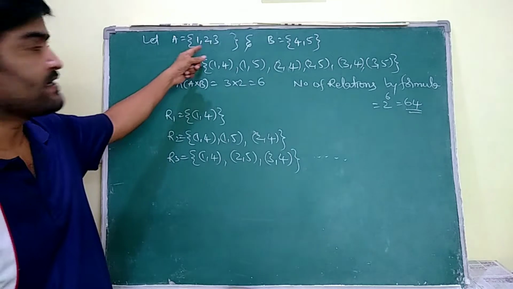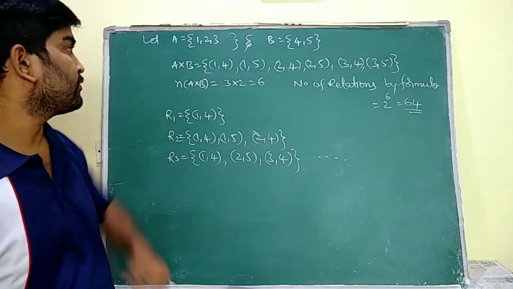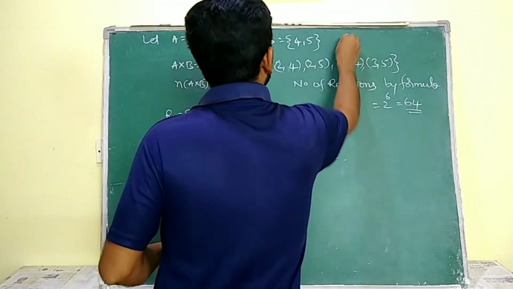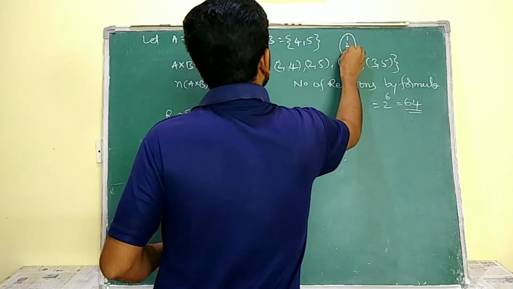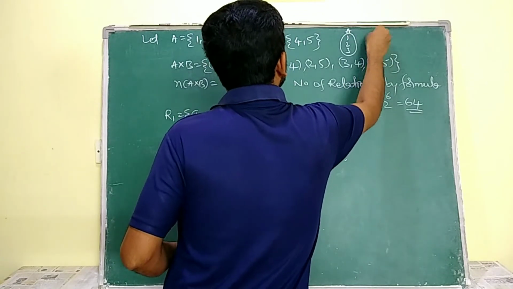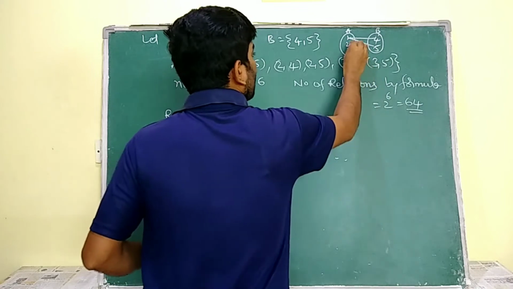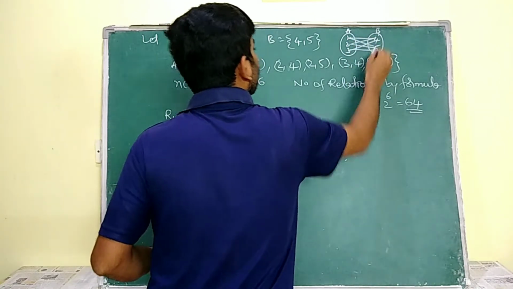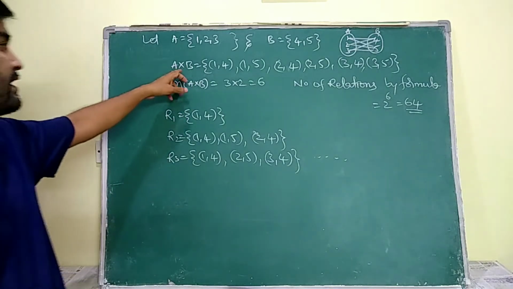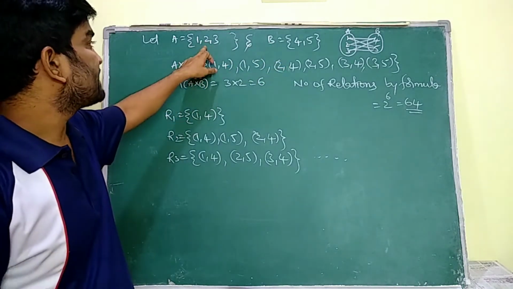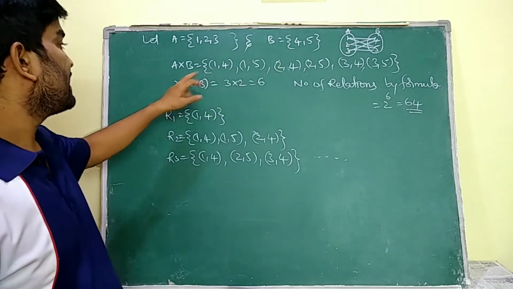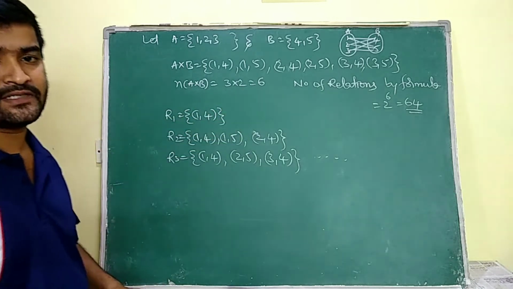See, let A is equal to {1, 2, 3} and B is equal to {4, 5}. Then A cross B is equal to, we know that. Now if we write 1, 2, 3 and 4, 5, it is A and it is B: (1,4), (1,5), (2,4), (2,5), (3,4), (3,5). We are going to write the relation like this. So A cross B is equal to this one. As A has 3 elements and B has 2 elements, A cross B is going to have 6 elements.